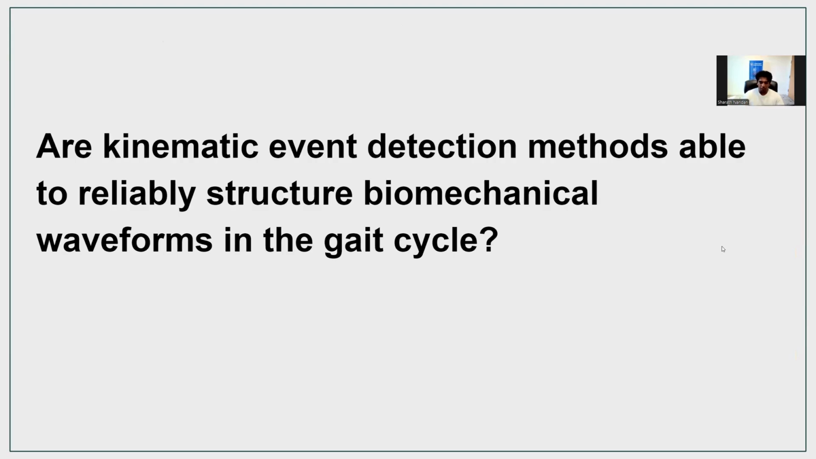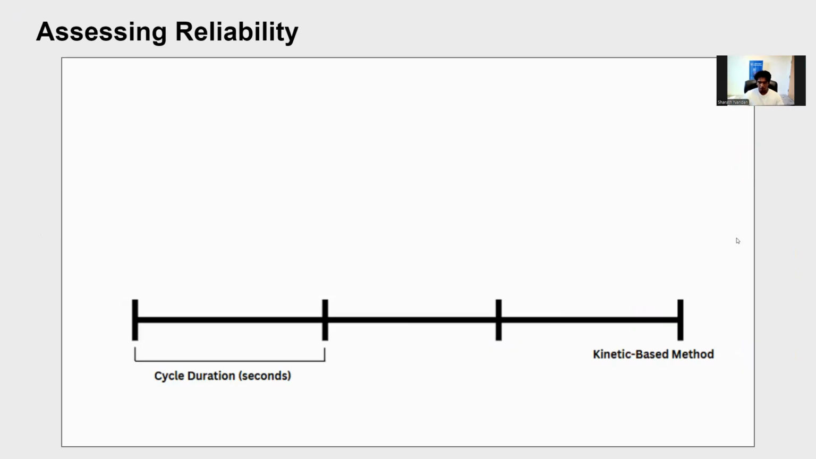So the question I asked in this research was, can these kinematic methods reliably structure biomechanical waveforms in the gait cycle? This matters because many gait measures are averaged across the gait cycle, and if the cycles aren't aligned properly, this could lead to these measures being misaligned and producing misleading reports. So, what does it mean for a method to be reliable?